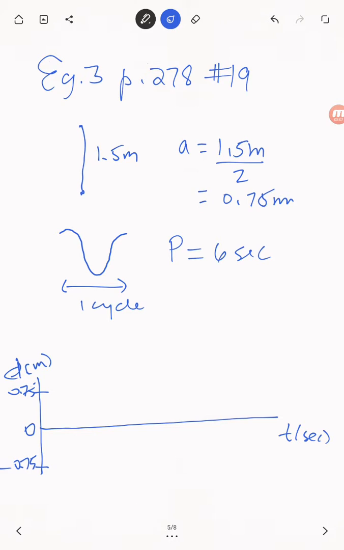It also says in the question in part A to assume that the buoy is at its equilibrium point at t equals 0 seconds and that the buoy is on its way down at that time. So what that means is that the buoy is starting at 0, 0, and instead of going up first, as it would for a sine curve, it's going to go down first.